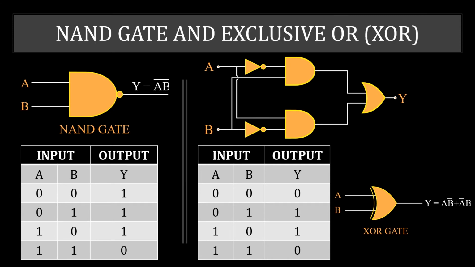NAND gate. So input A is 0, input B is also 0. So output will be 0.0 and a bar. 0.0 is 0 and a bar, so output will be 1. And that is what I have shown in the truth table. If input A is 1, and this is 0, what will you get? This has 1, this has 0, so this is 0 and the output is once again 1. If both the inputs are 1, then output is going to be 0.